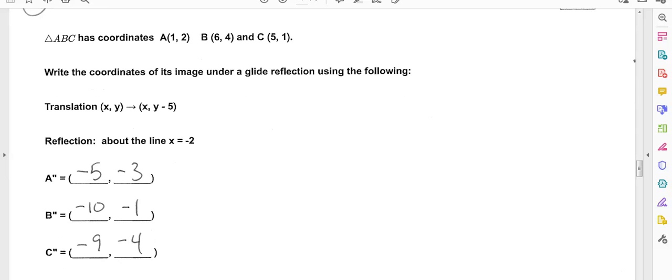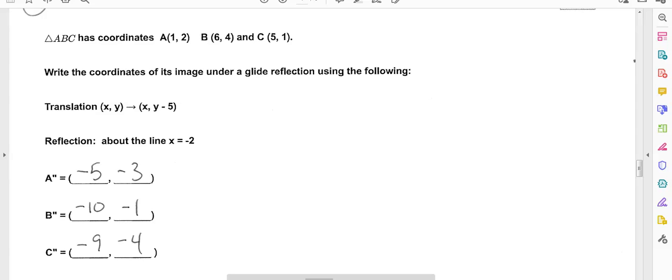So the slide, when it says x goes to x, that means don't do anything with the x coordinate. But then the y coordinates, we need to move it down 5. So if you're using words here, it's don't move left or right, just go down 5. That's what this is saying. And then we need to reflect it across this vertical line, x equals -2. So this is going to be really hard to do without GeoGebra. So just think in your head, what we need to do is go down 5, reflect it about that line, x equals -2.